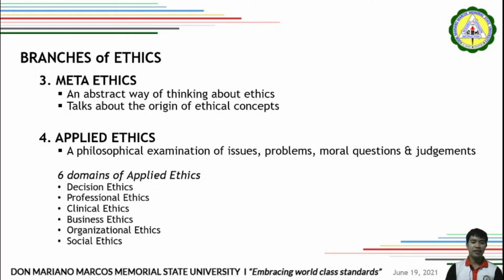Meta-ethics. The third branch of ethics is meta-ethics. So meta-ethics is an abstract way of thinking about ethics. It talks about origin of ethical concepts. So, yan ang meta-ethics. Pag sinabi mong abstract way of thinking, it means you're not just asking or telling that an action is good or bad, or right or wrong. Hindi mo lang sasabihin na, ay mali yan or tama yan. But also, you are looking deeper. So, mas malalim within the context of or origin of the situation through asking questions from another question.